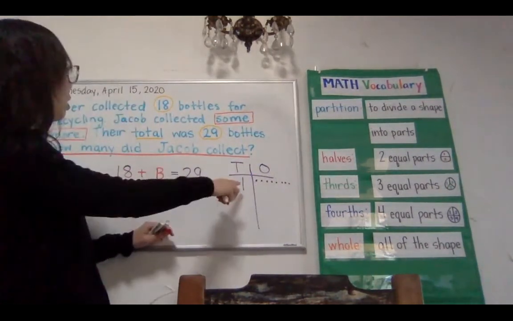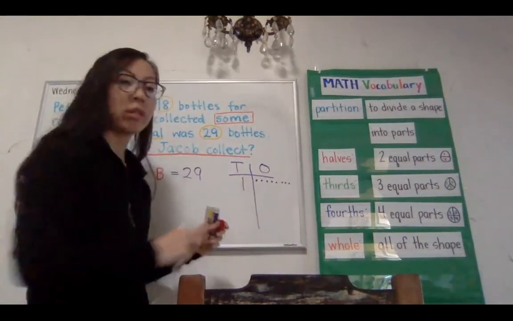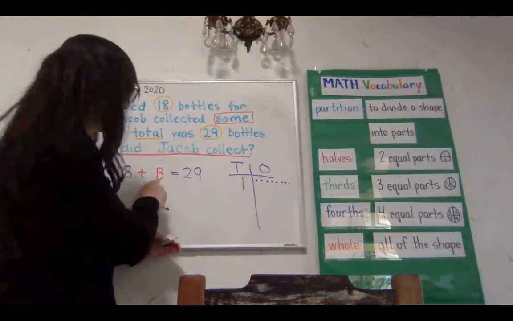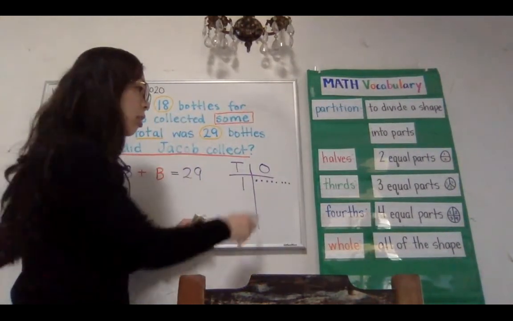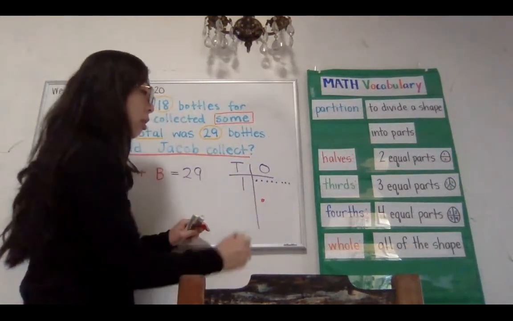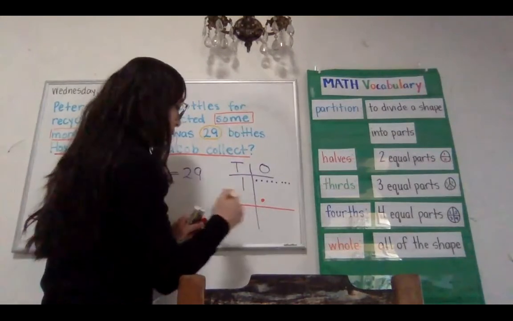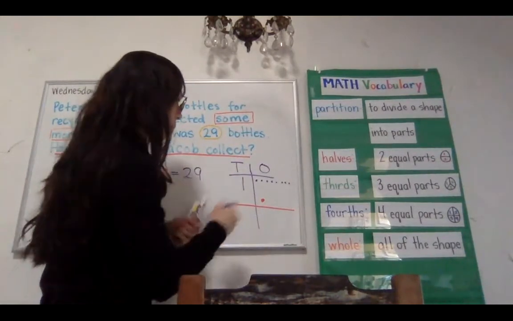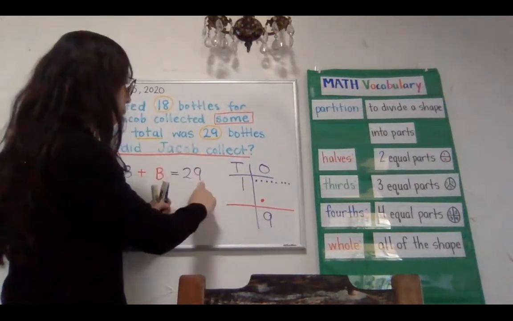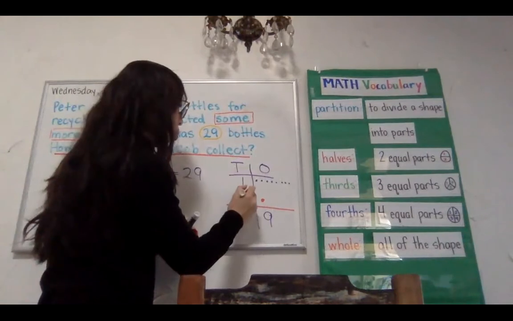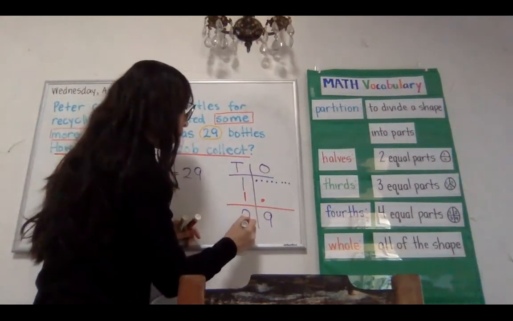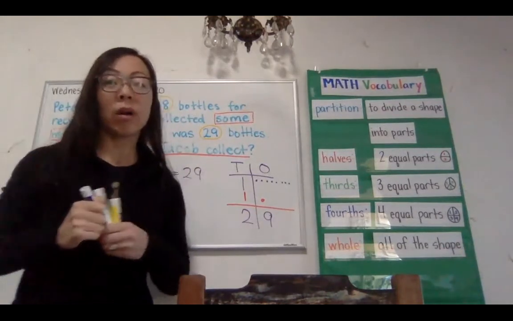Here is the 18, what Peter collected. Now we're looking for what Jacob collected. Jacob collected some more, and we have to get to 29. So remember, we have 8, and we're just going to do 1 more to get to 9. And then we want to get to 29, so I'm going to do also 10, and that gets us to 29.